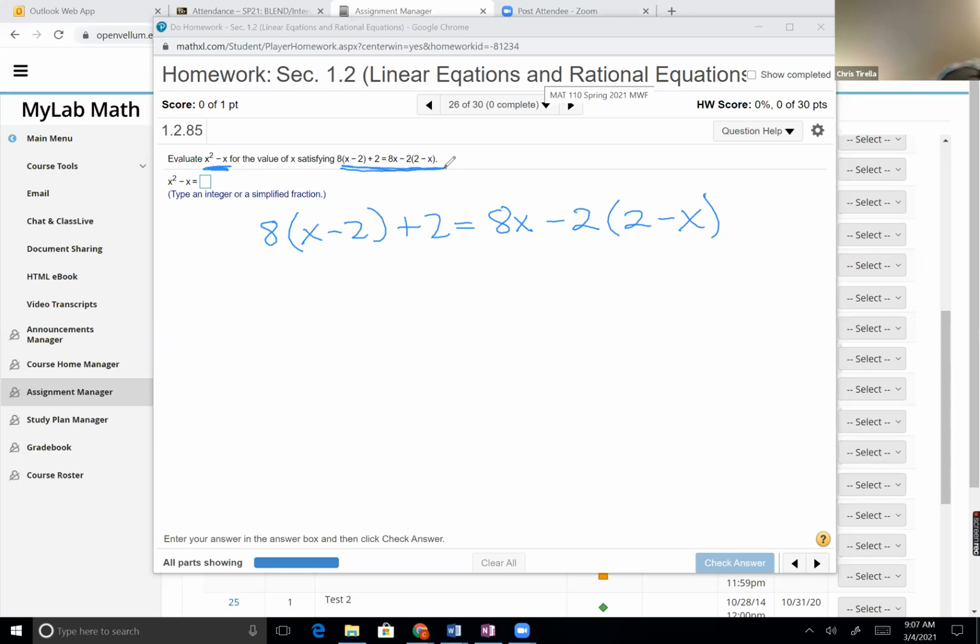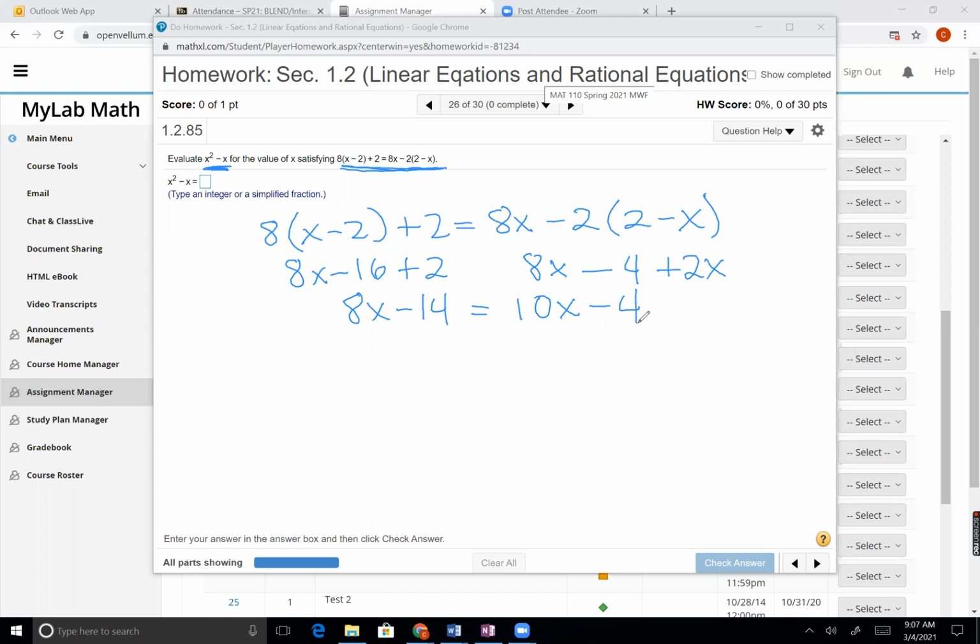So the first thing that we need to do is solve this equation. Whenever you solve an equation, the first thing you want to do is simplify. Life's simpler if you simplify first. Distributing on the left, I get 8x minus 16 plus 2. And then combining, that gives me 8x minus 14. On the right, distributing, I get 8x minus 4 plus 2x. And combining, that gives me 10x minus 4. With me so far? And doesn't that look much simpler than what we started with?